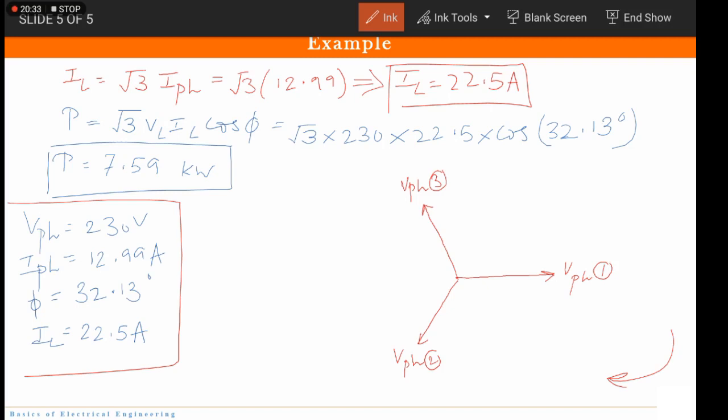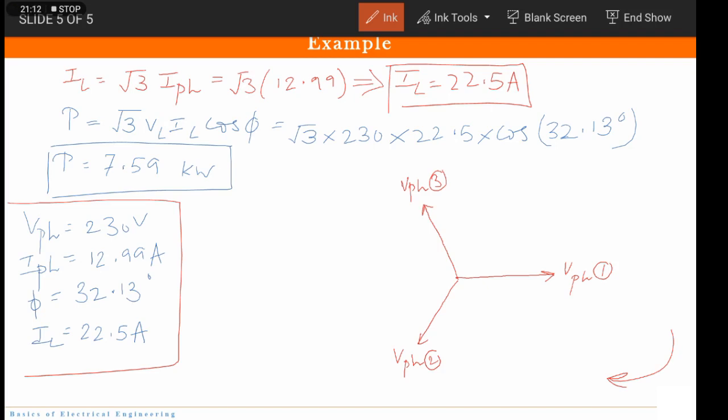Now what was the load? Load was resistance and inductance. Had it been only inductance, I would have drawn the current 90 degrees lagging to the voltage, but it is resistance plus inductance. So this load will have a phase difference which is smaller than 90 degrees, but it will lag behind the voltage. Correct? And remember that all these currents will be equal in magnitude. Even the phase voltages are equal in magnitude.